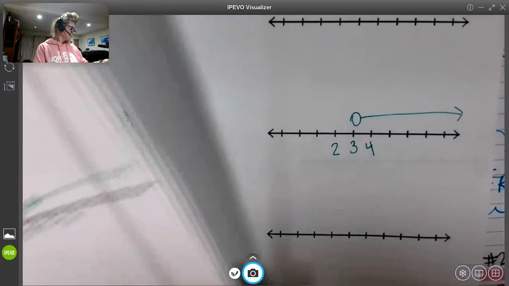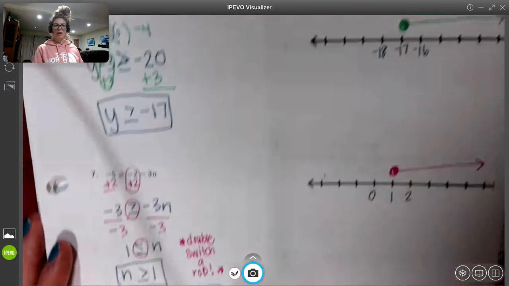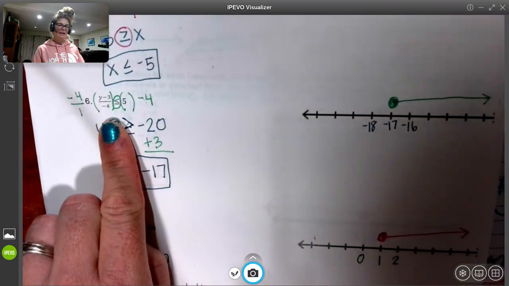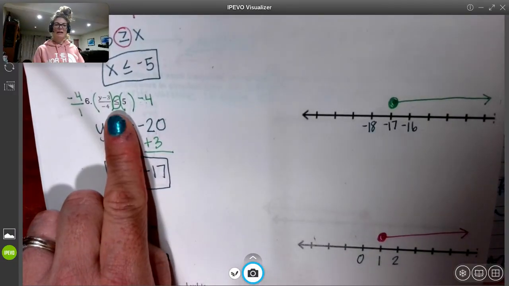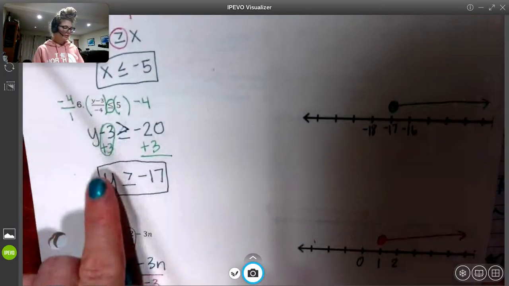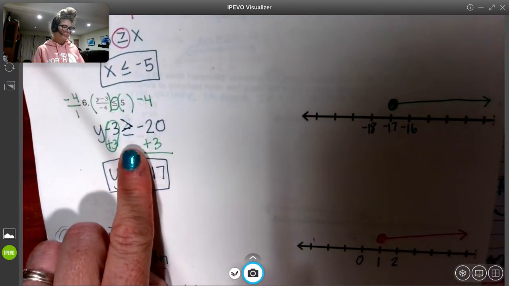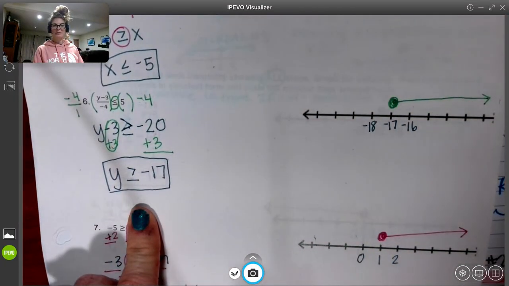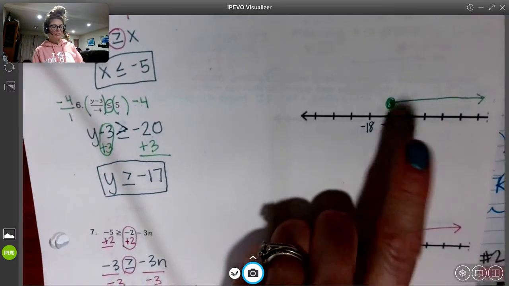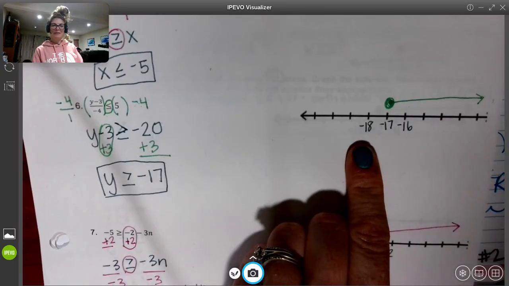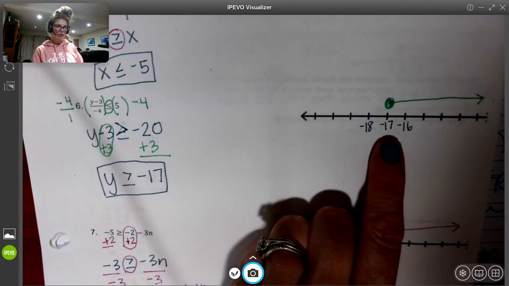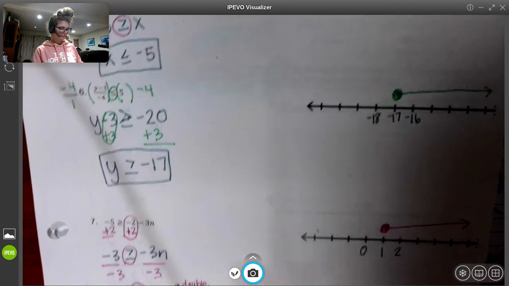And looking at the evens, 6 and 8 are the last 2 problems you had to do. So looking at 6, the first thing I did is I multiplied both sides by negative 4. Because I multiplied by a negative, I'm flipping my inequality symbol. So I get y minus 3 is greater than or equal to negative 20. Added 3 to both sides to get y is greater than or equal to negative 17. Remember, negative 17 is in the middle, but negative 18 is to the left and negative 16 is to the right. Close circle at negative 17, shaded to the right.